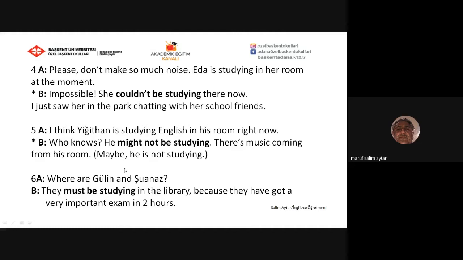Where are Gülin and Şuanaz at the moment? Again, present continuous. Watch out. They must be studying in the library because they've got a very important exam in 2 hours.